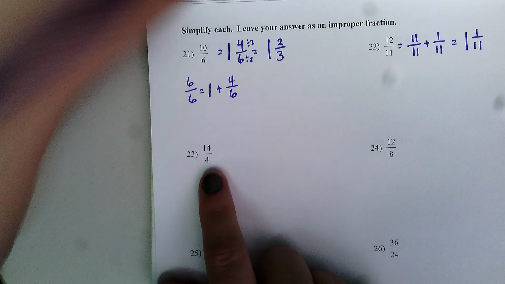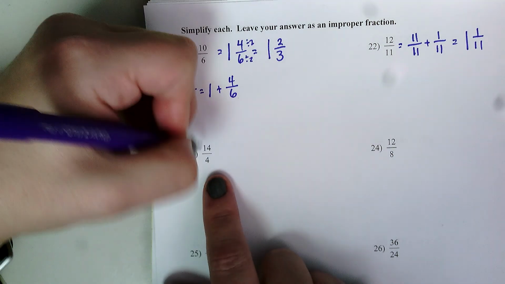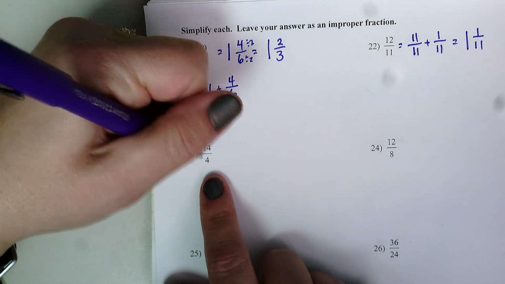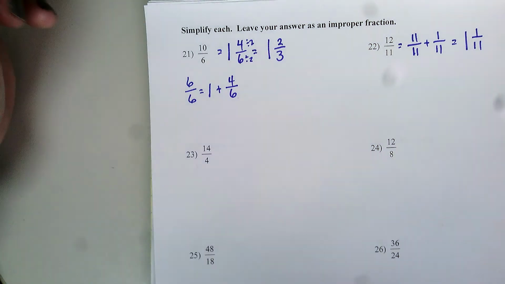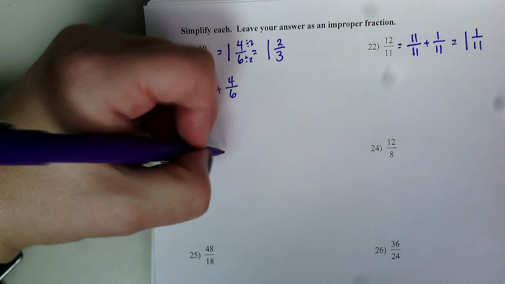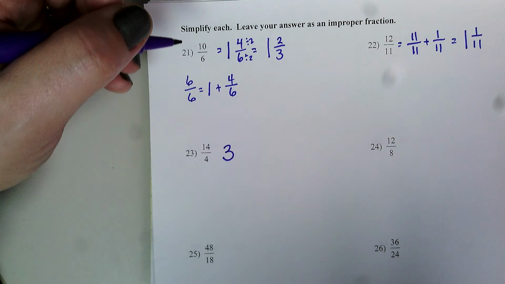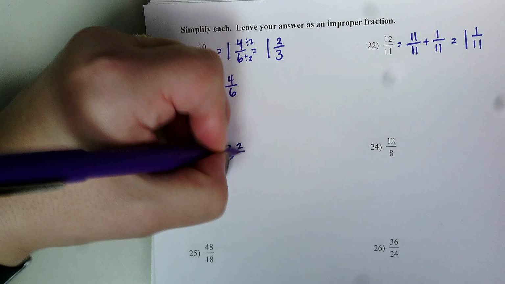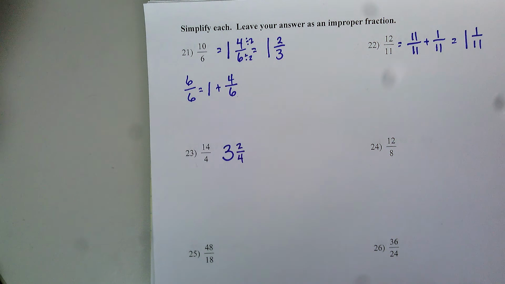Okay. On this one, 14 over 4. Well, let's see. I have 14 fourths. If I was to take 4 times 3, that is as close to 14 as you can get. So 4 times 3 is 12, right? So that's 3 big ones that I'm taking out of there. And then I have from 12, 13, 14 left. So that's 2 fourths. 3 and 2 fourths.